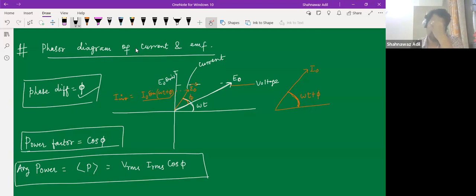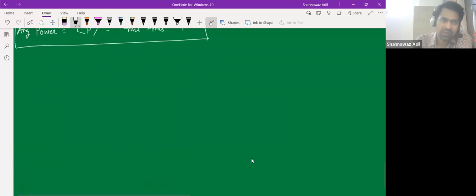Now, in the next set of sections, we will add some AC supply to different circuits, and then we'll see what happens with the voltage and current. Do they have some phase difference? What is the power factor? What is the average power? All these things we will calculate. So first would be the resistive circuit.